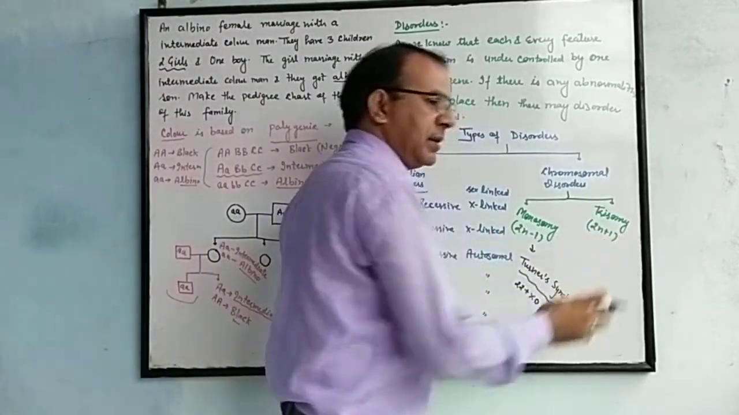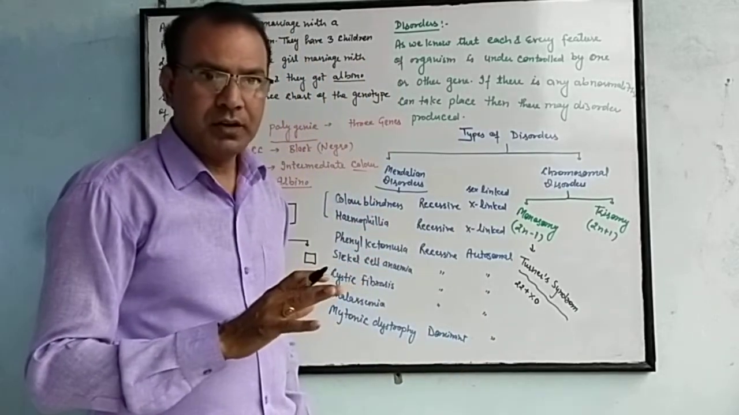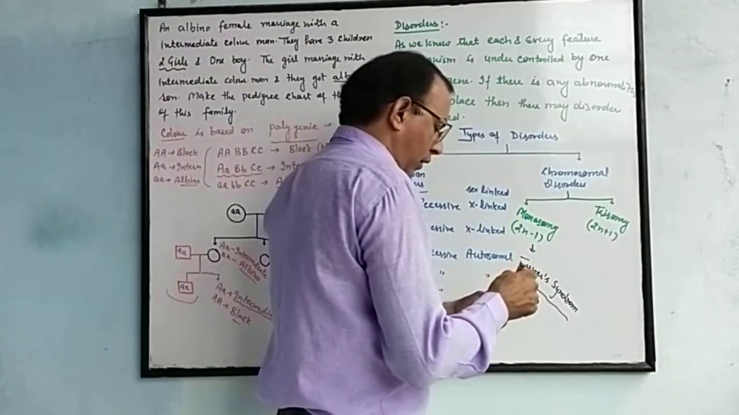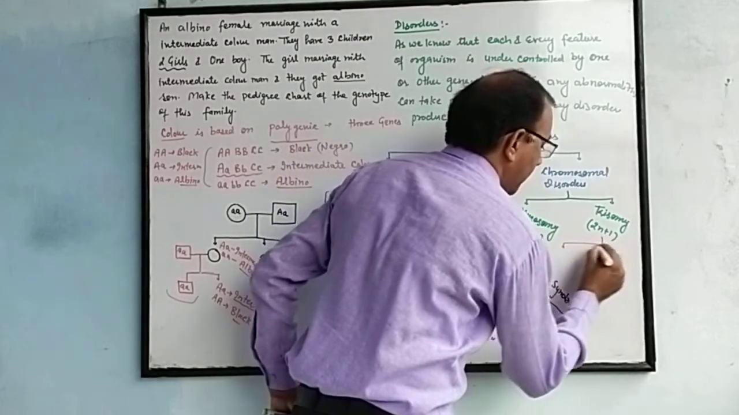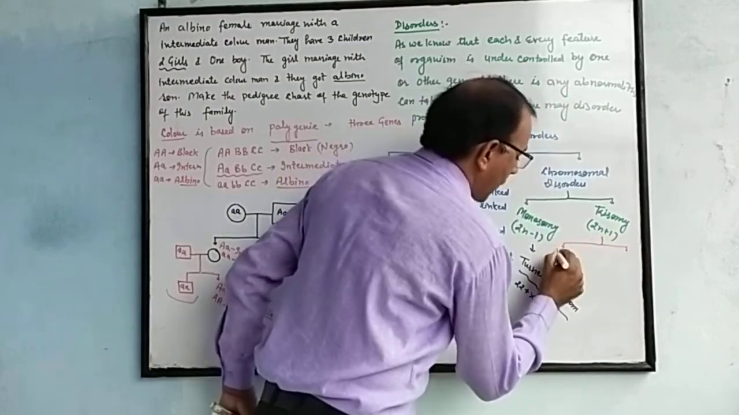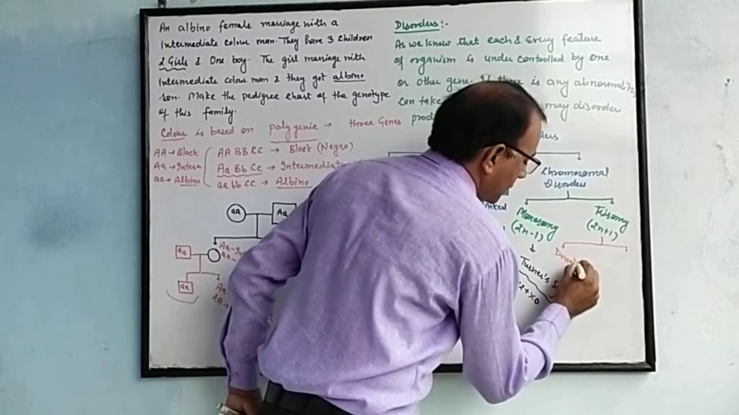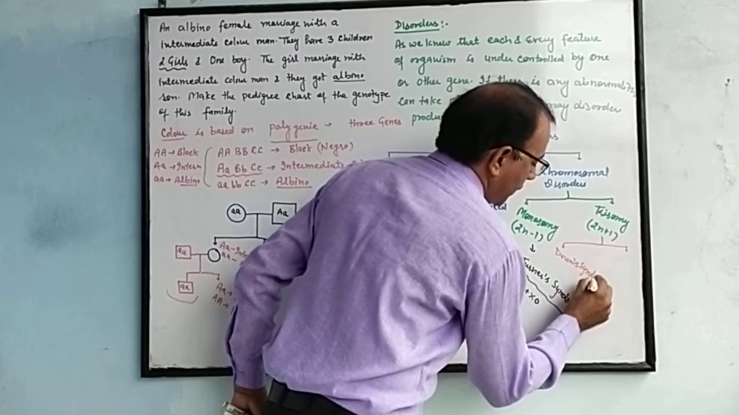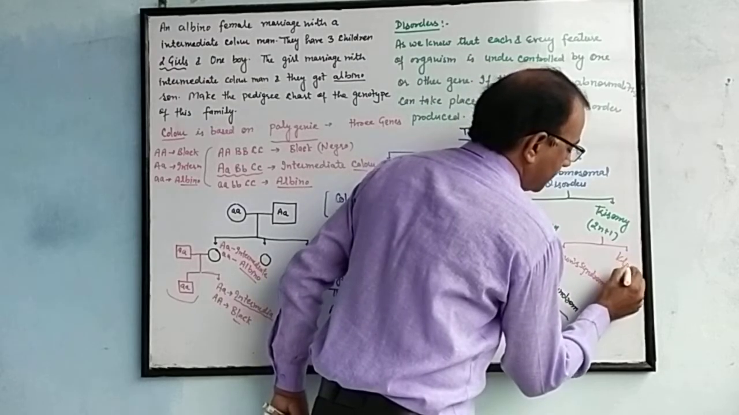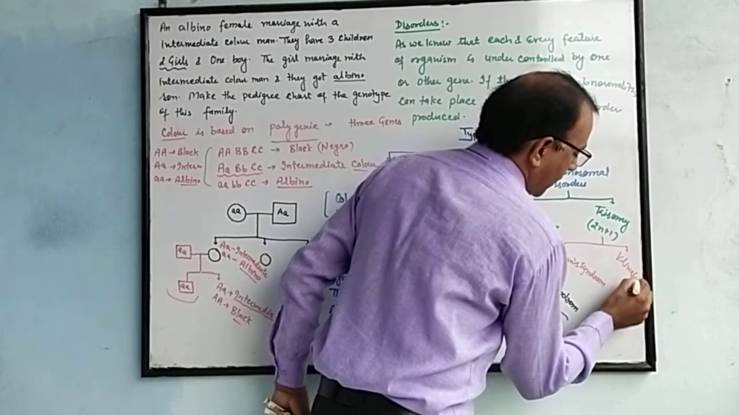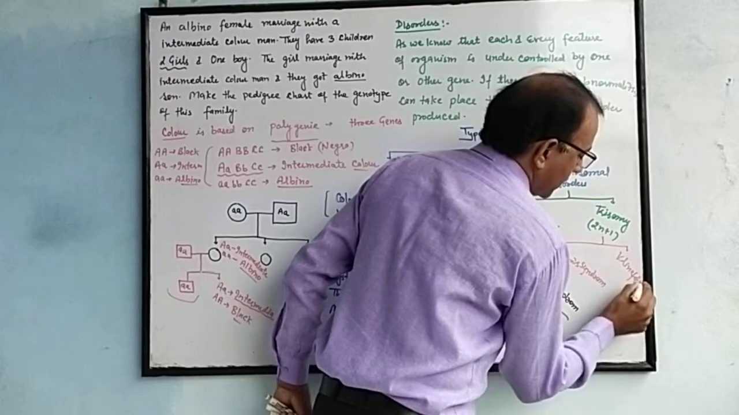Same with trisomy, it means one set of chromosome is added. There are two disorders of trisomy: Down syndrome and Klinefelter syndrome.